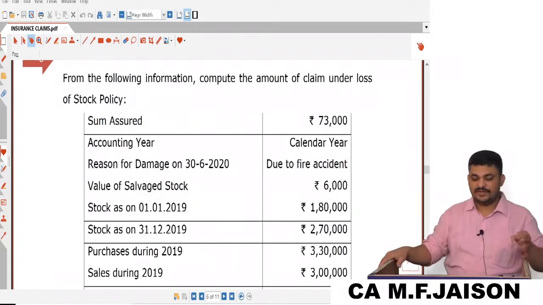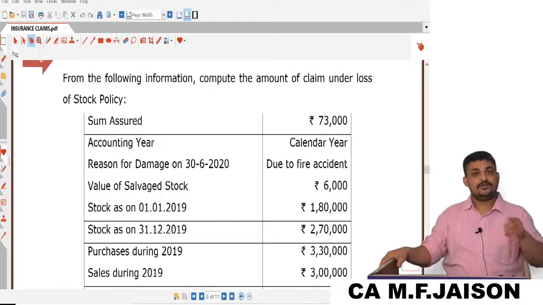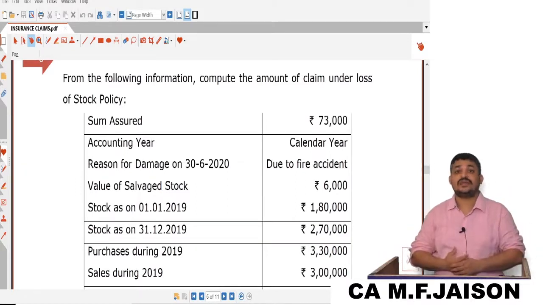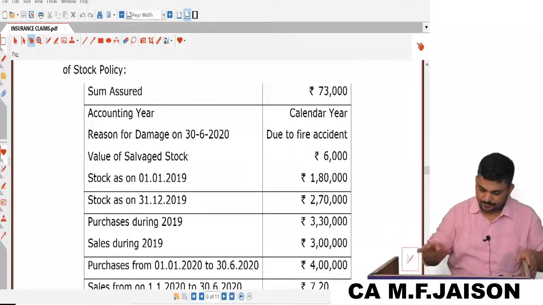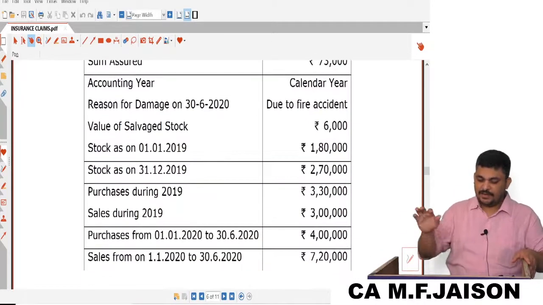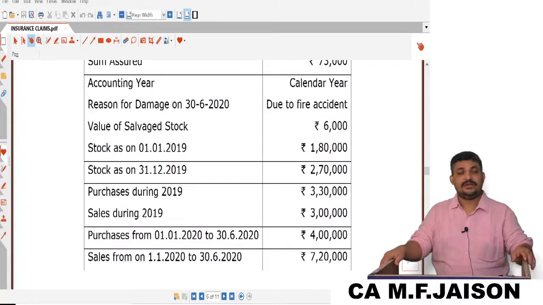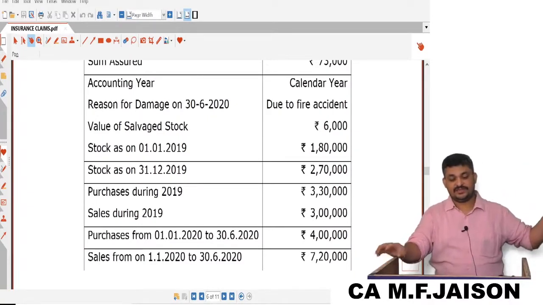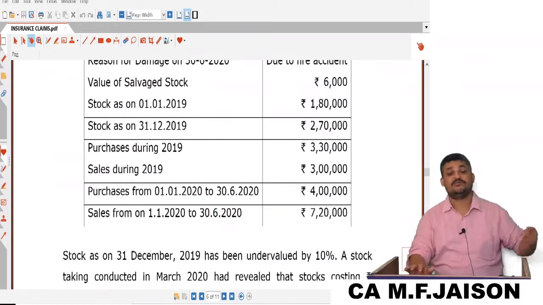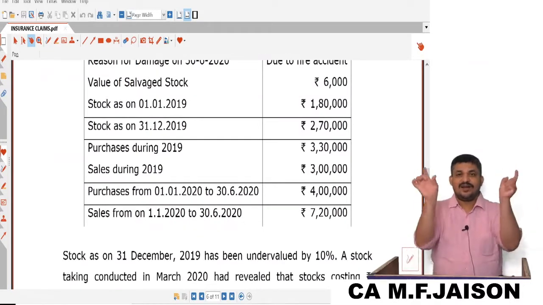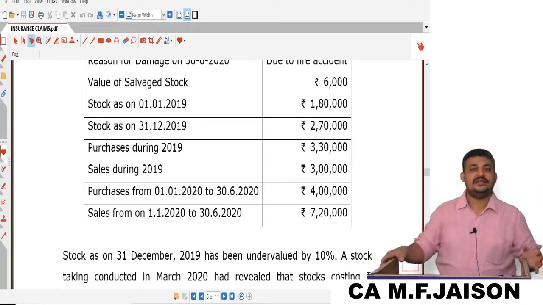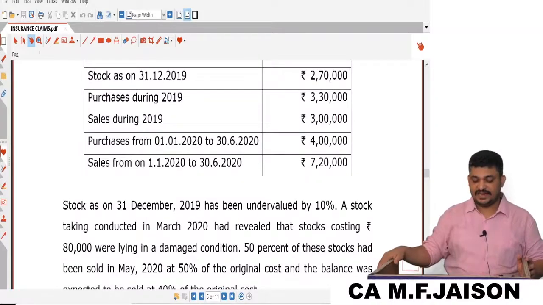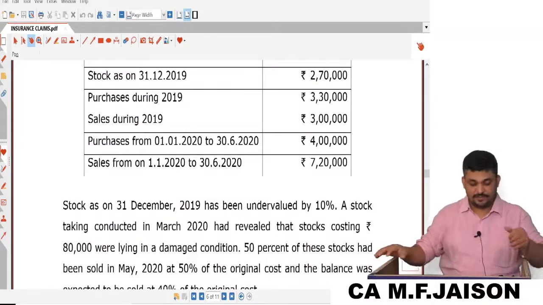Reason for damage: 30th June 2020 fire accident. So June 2020 is the fire year, and the previous year is 2019. Salvaged stock is given. Stock on 1.1.2019 is the beginning of the previous year. So opening stock, closing stock, purchases and sales of the previous year are given. This is information for us to prepare the trading account of the previous year. Then purchases and sales of the current year till the fire are also provided.